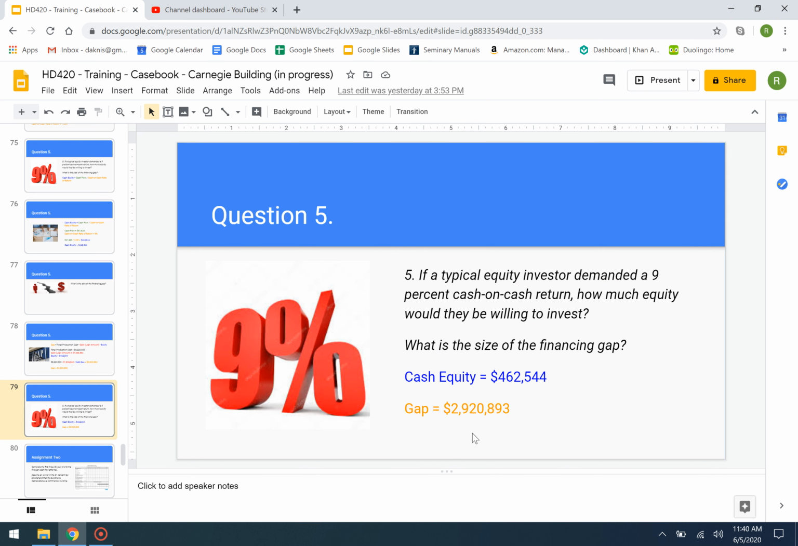So to go back and look at the question, if a typical equity investor demanded a 9% cash-on-cash rate of return, how much equity would they be willing to invest? $462,000. And what would be the size of the financing gap? A little under $3 million, or $2.920 million. And that's the end of question 5. Good job.